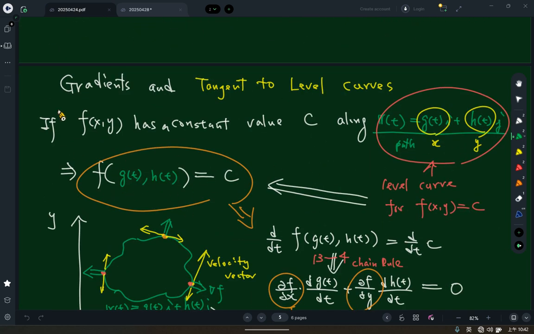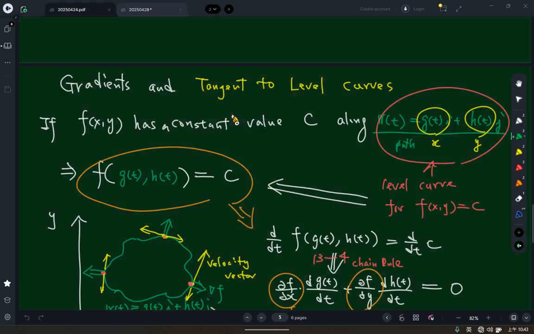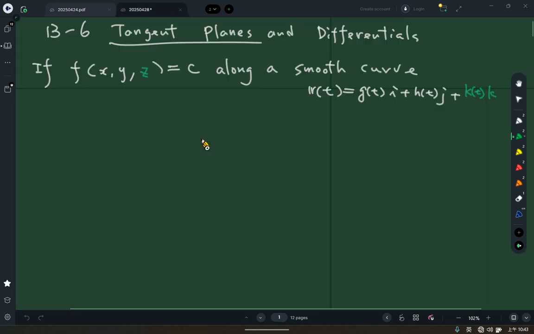This is a 2-variable function, right? And the return value is also c. But here, this is three variables, and the return value is also c. Along a smooth curve, this is for a 3-dimensional path. But for a 2-dimensional path, you can see we just have 2 elements, x and y. So almost the same, except that we have an additional variable z here.